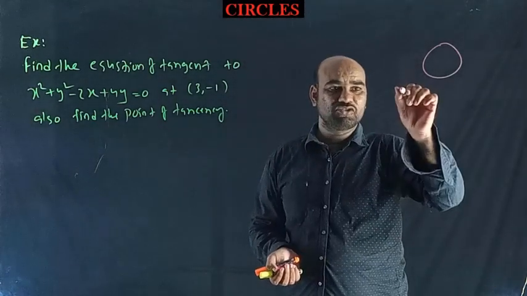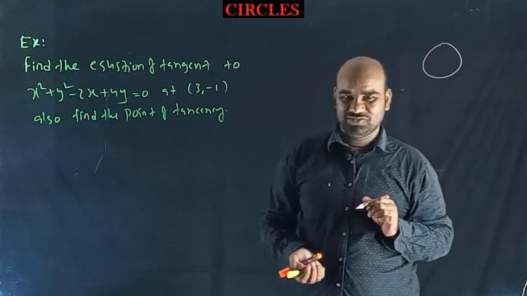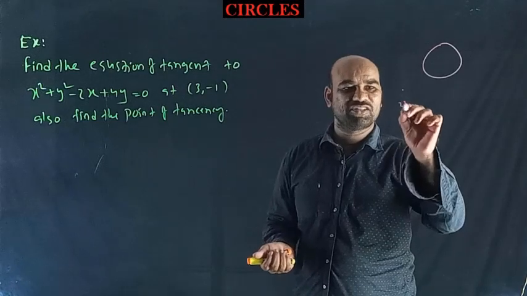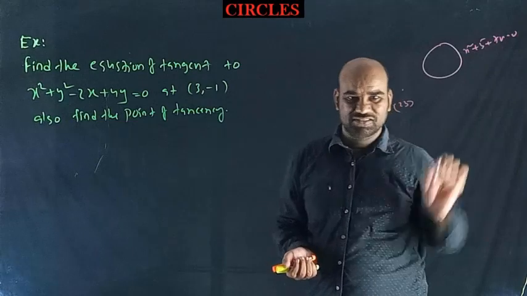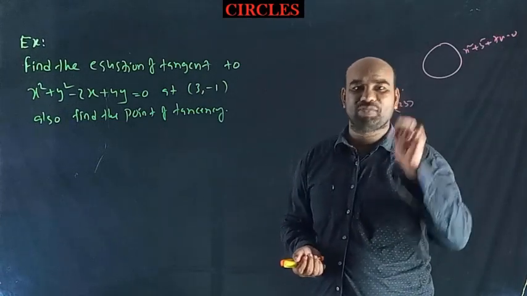If the point is outside, we can draw two tangents. We want to find the equation of those two tangents. How to find? For example, this is 2, 3. The circle is given as x square plus y square plus 7x equals 0, like that. We want to find the equation of the tangents that can be drawn through 2, 3.